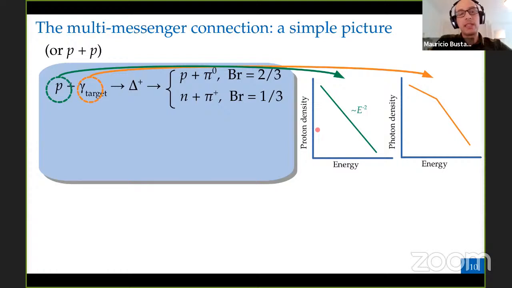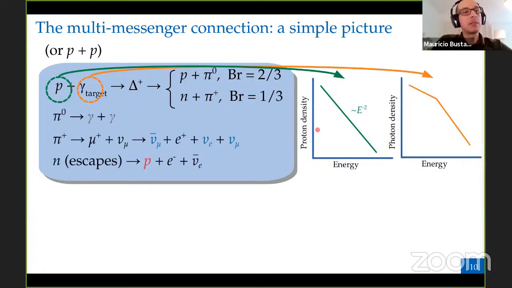The delta resonance is very short-lived, and it decays quickly into either a proton and a neutral pion, or a neutron and a charged pion. And then the neutral pion decays further into two gammas, which contribute to the gamma ray emission from the source. And the pi plus decays into an anti-muon plus a mu neutrino. The anti-muon decays further into a mu antineutrino, a positron, and an electron neutrino. So you end up having, for each pi plus decay or for each proton-photon interaction, the production of two mu neutrinos and one electron neutrino.